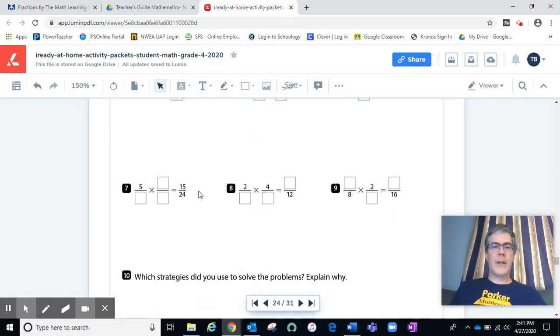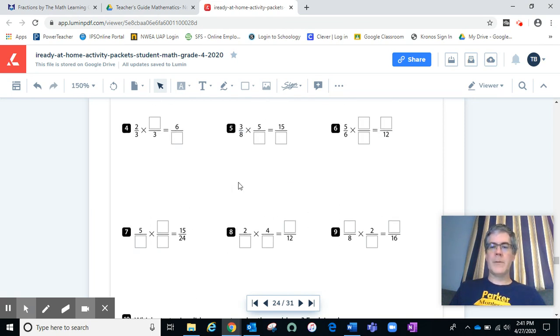What I wanted to talk about in this one is some of these problems, especially starting with number 6, they're not quite as straightforward. So we know that they don't give us anything in our second fraction that we're multiplying by. They only give us one number in our final equivalent fraction. But we can work backwards pretty easily.